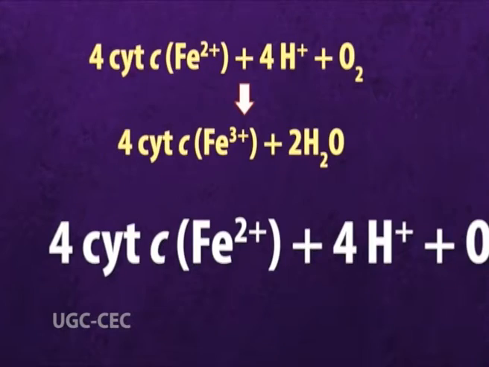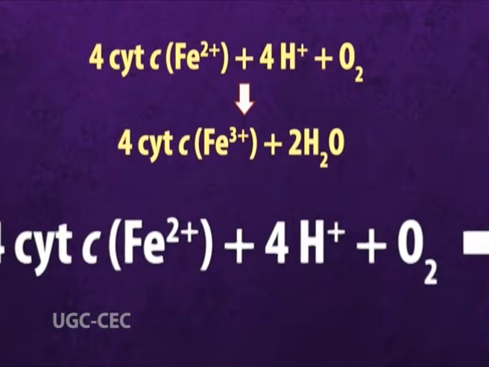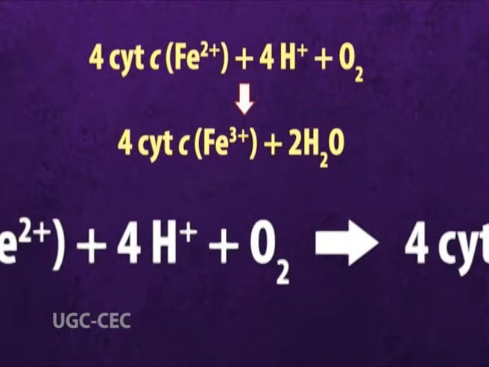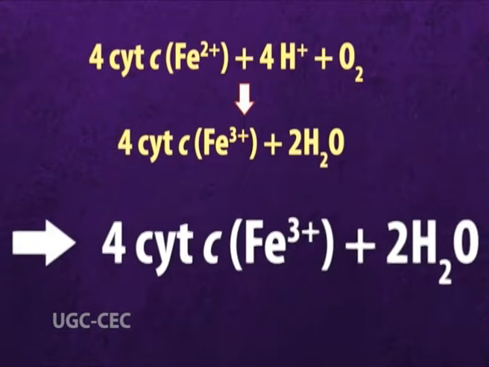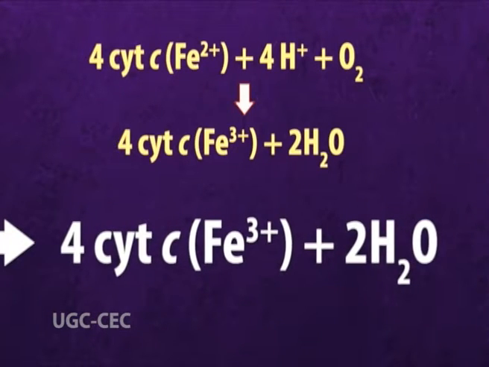The removal of the hydrogen ions from the system also contributes to the ion gradient used in the process of chemiosmosis. The net reaction is 4 cytochrome C Fe2+ plus 4H+ plus O2 gives 4 cytochrome C Fe3+ plus 2H2O.